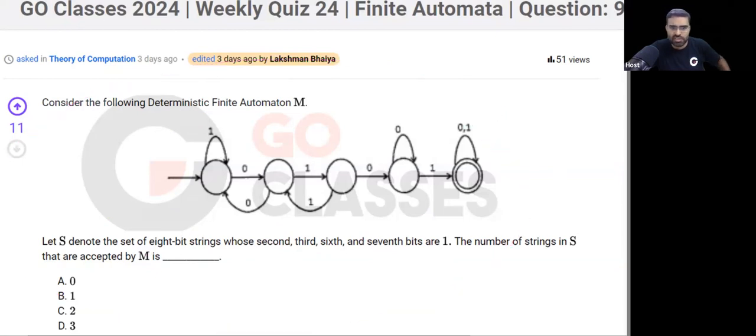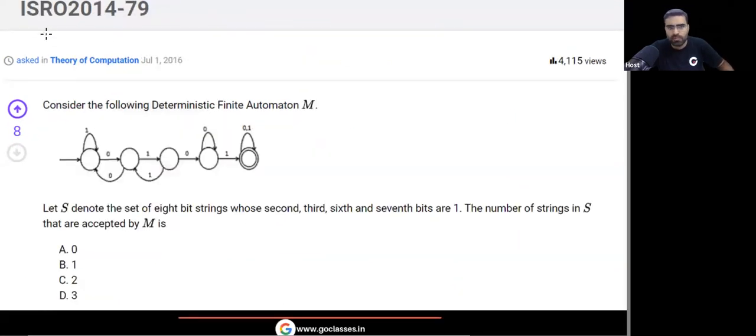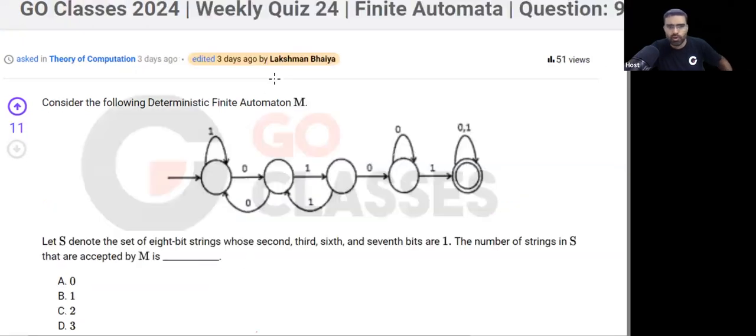Let me tell you, this question is taken from ISRO. This question came in ISRO 2014. You can check it out. This question we have put in our weekly quiz, question number 9.